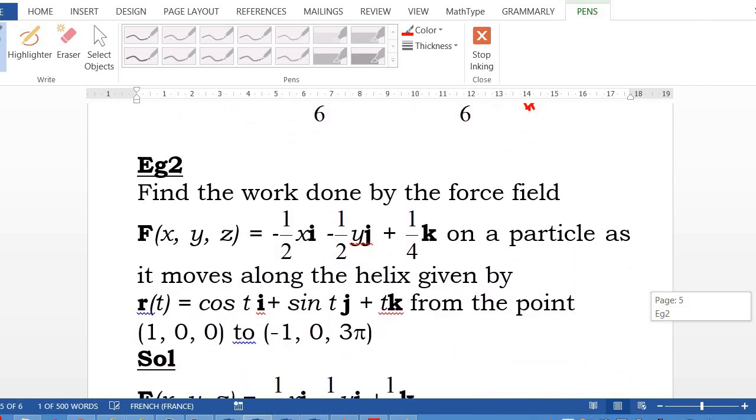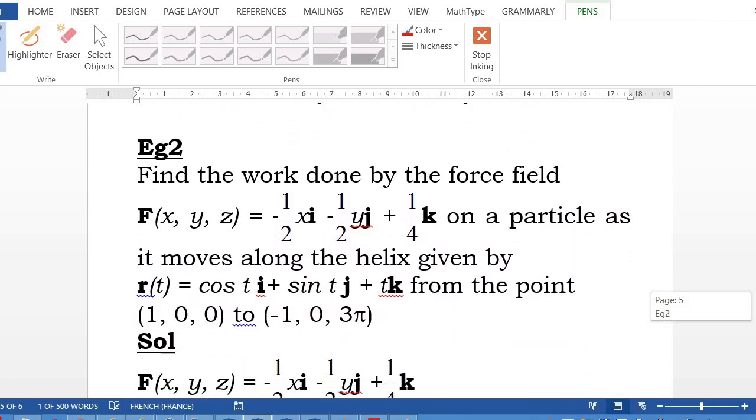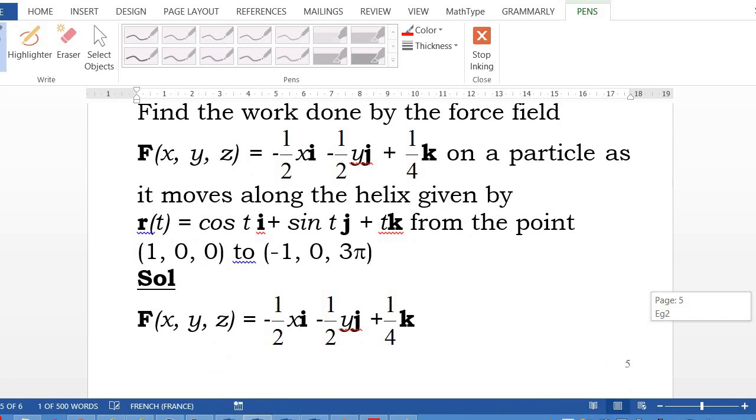In the last example, find the work done by the force field F(x,y,z) equal to negative half xi minus half yj plus 1/4 k on a particle as it moves along the helix given by r(t) equal to cos t i plus sin t j plus t k from the point (1,0,0) to (negative 1,0,3 pi). From the vector F here, this case is easy because r(t) is given.